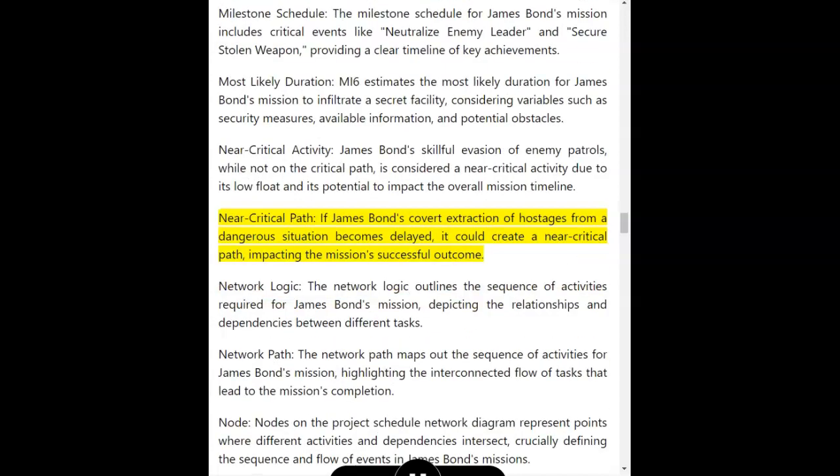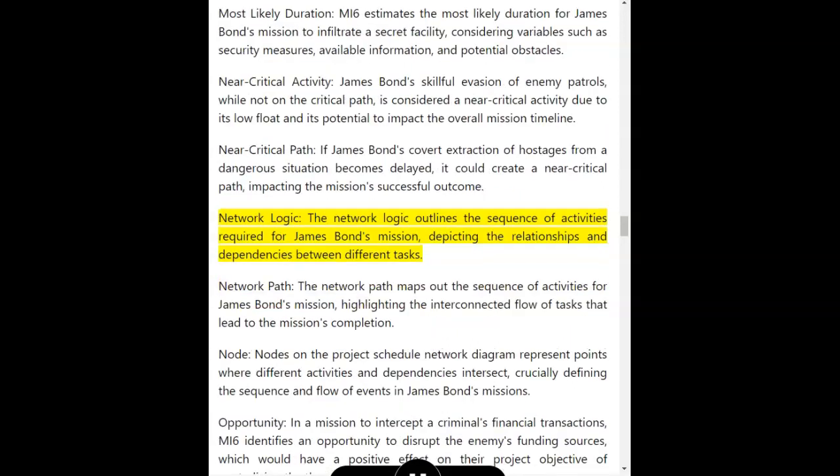Near-critical path. If James Bond's covert extraction of hostages from a dangerous situation becomes delayed, it could create a near-critical path, impacting the mission's successful outcome. Network logic. The network logic outlines the sequence of activities required for James Bond's mission, depicting the relationships and dependencies between different tasks.